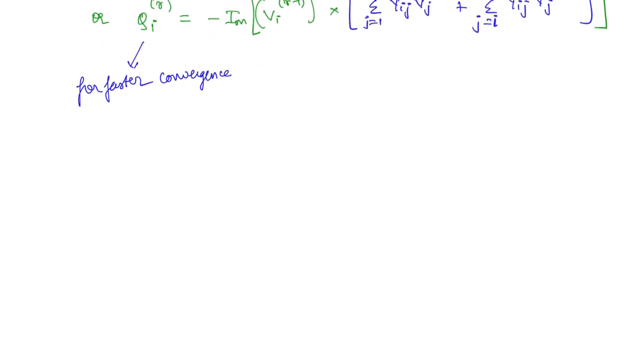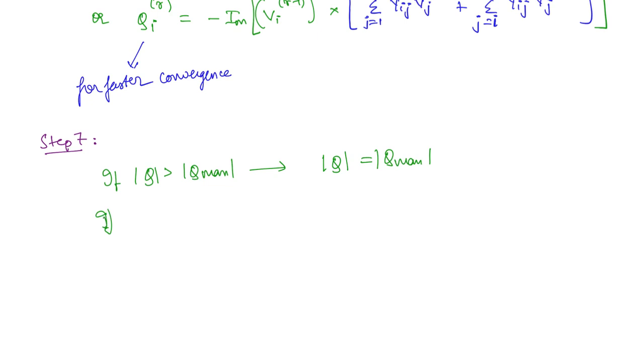Next, step 7. Here also we are going to verify the limits. If the calculated value of the reactive power comes out greater than the maximum value, then you will have to limit the value of Q to the maximum value. And if it comes out less than the minimum value of reactive power, then you have to set Q equal to Q minimum.